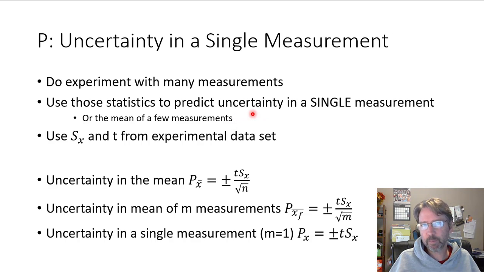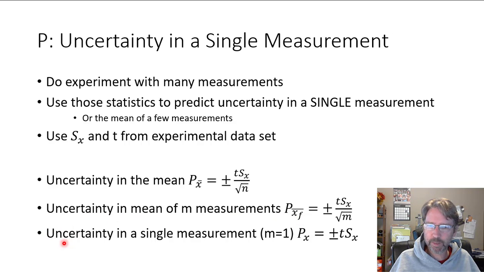So we do a big experiment, we rent equipment, we get the data, and then we can use that going forward. So we use the standard deviation from our experiment, and we use the student's t that goes along with that experiment. So the uncertainty in the mean, again, this is what we've been using with the student's t and the standard deviation from our experiment and the n of our experiment. If we want to find the uncertainty in the mean of a few measurements, where a few is now m, we reuse the student's t, reuse the standard deviation, and divide by the square root of m. And in the book they call that P x bar f.